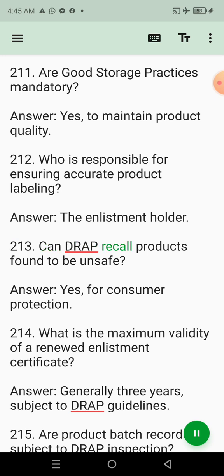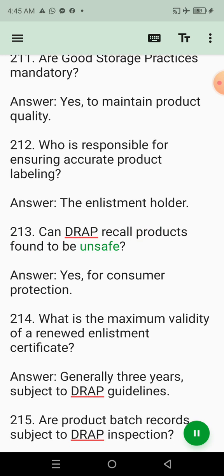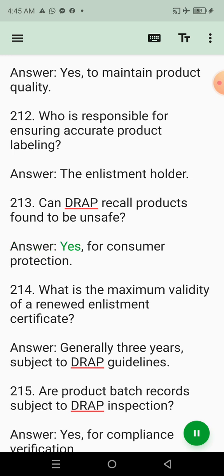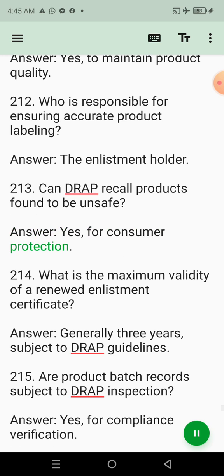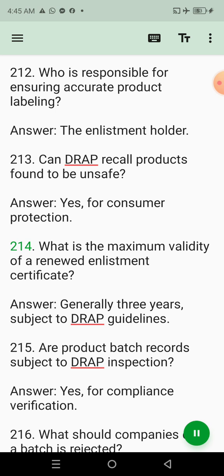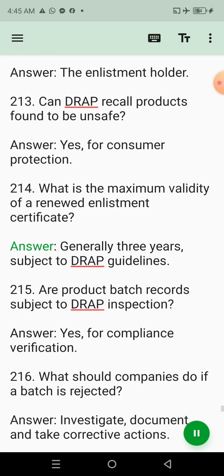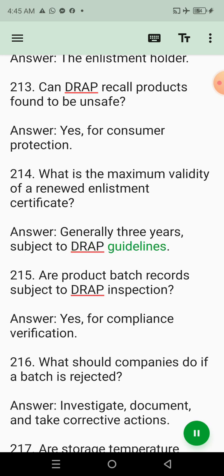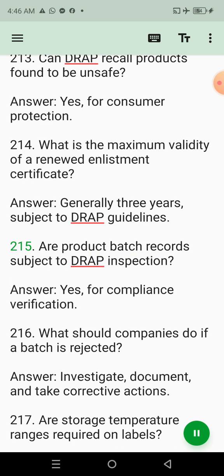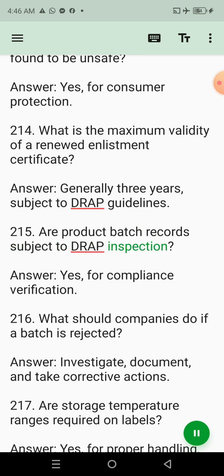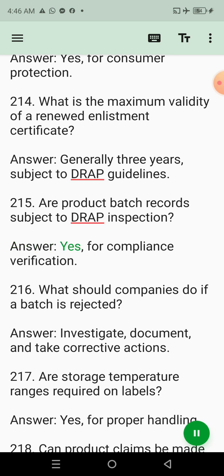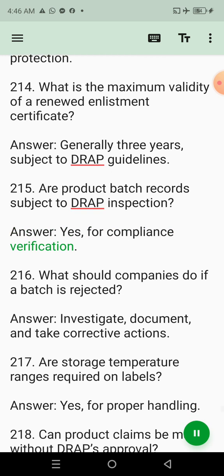213. Can DRAP recall products found to be unsafe? Answer: yes, for consumer protection. 214. What is the maximum validity of a renewed enlistment certificate? Answer: generally 3 years, subject to DRAP guidelines. 215. Are product batch records subject to DRAP inspection? Answer: yes, for compliance verification.